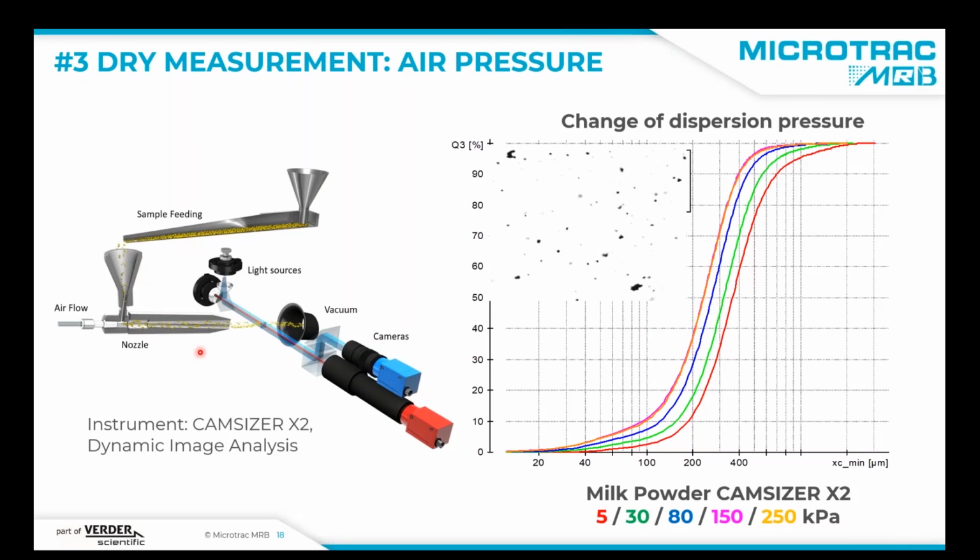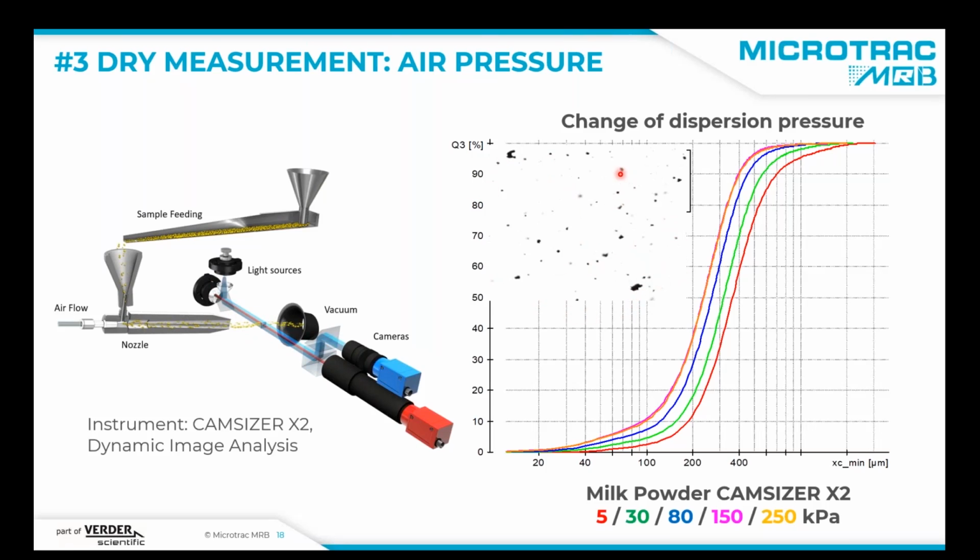This is an example from image analysis. This is the optical design of our ChemSizer X2, and as with most devices that measure dry samples, you have compressed air that generates an airflow which carries the particles through the measurement zone. In that measurement zone, the particles are illuminated by light sources, and the particle images are photographed by 2 cameras. This is an example of a camera image.